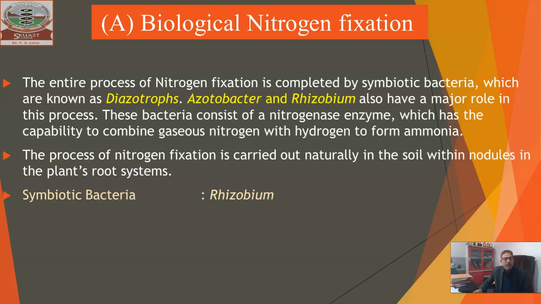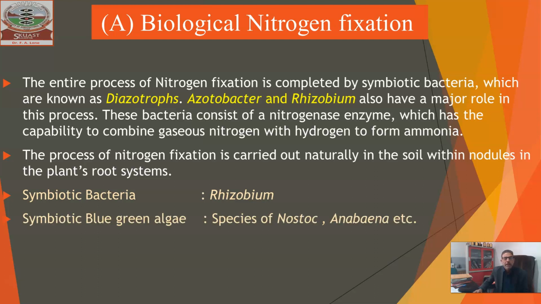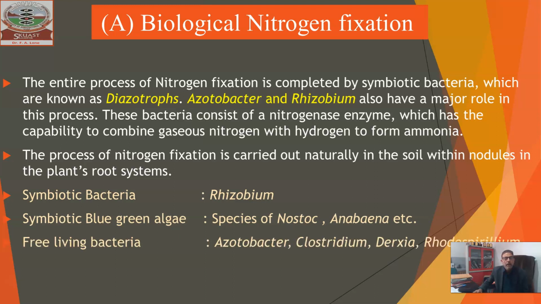Like we have different types of symbiotic bacteria like Rhizobium, then symbiotic blue-green algae like the species of Nostoc and Anabaena, and then there are some free-living bacteria also like Azotobacter, Clostridium, Derxia, Rhodospirillum, etc. So these are the different biological nitrogen fixation processes going on in this universe.